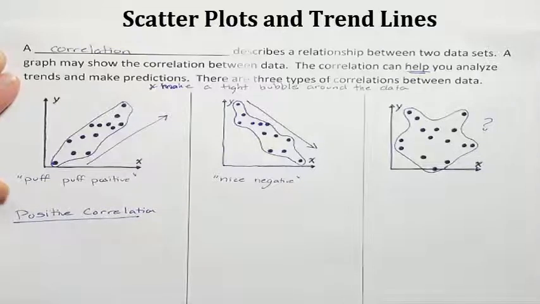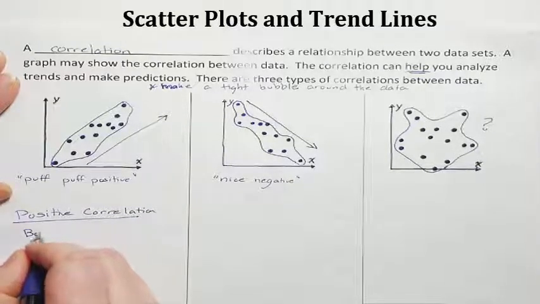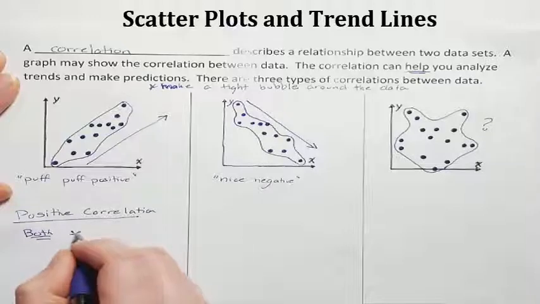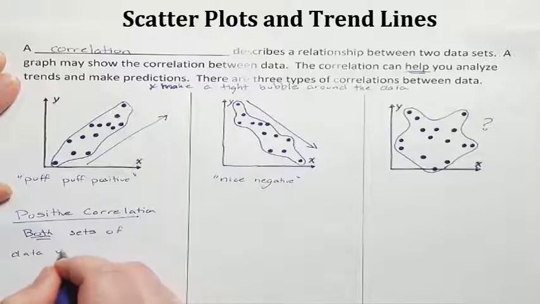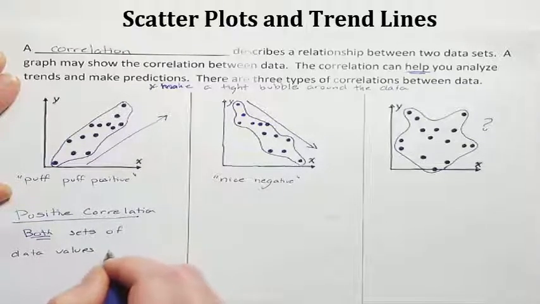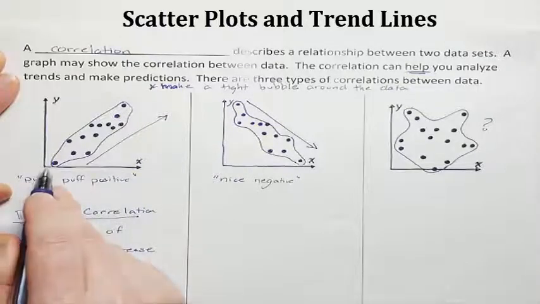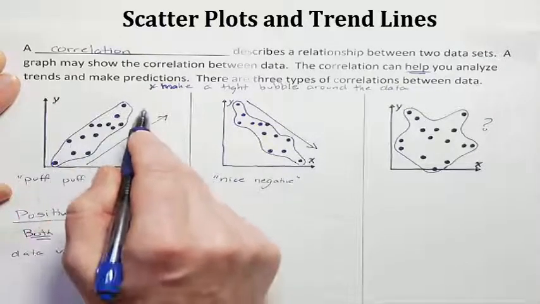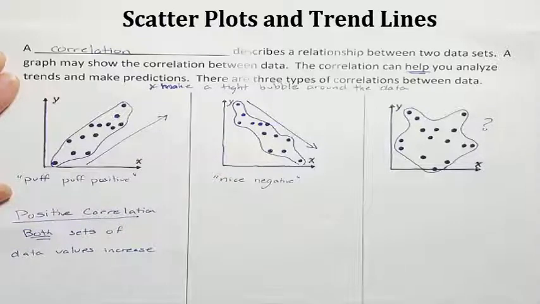And the official definition of a positive correlation is that both sets of data values increase. So as this one went up, this one went up, up, up, up. So both sets of data increased.